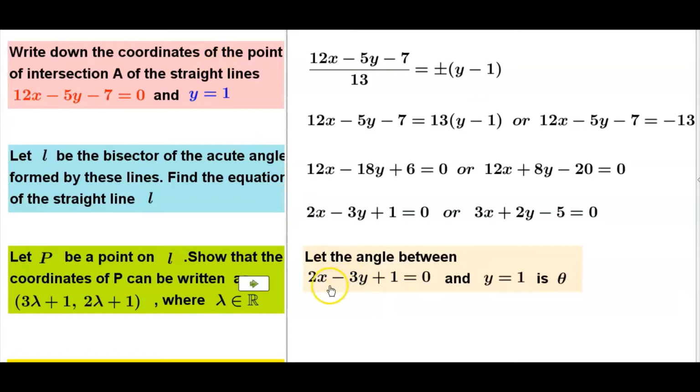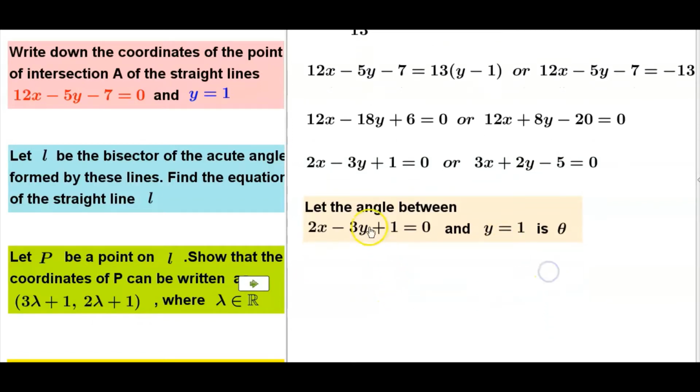Now let 2x minus 3y plus 1 equals 0 be the acute angle bisector, and consider y equals 1. The angle between the two lines is theta. Therefore, how do we find theta? Now we want to find theta. The gradient of the line 2x minus 3y plus 1 equals 0 is 2/3. The gradient of the line y equals 1, let's say m2, is 0.